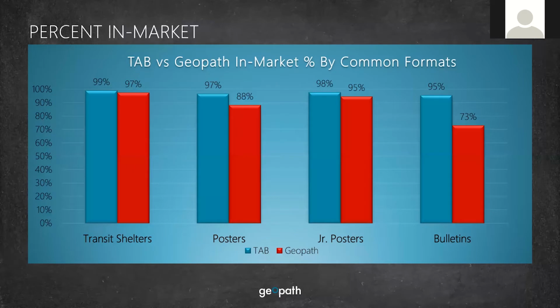So one of the other ways that I wanted to visualize this and break this down is by looking at the different types of media. These are some of the common formats and some of the average in-market percentages, of the existing methods versus the new methods.